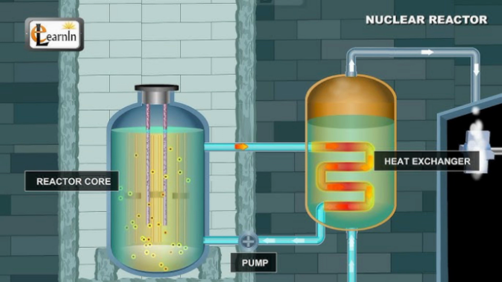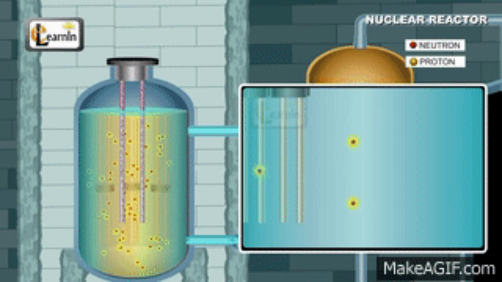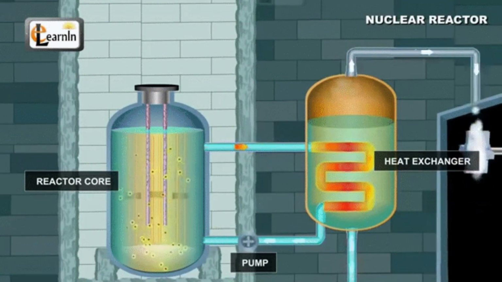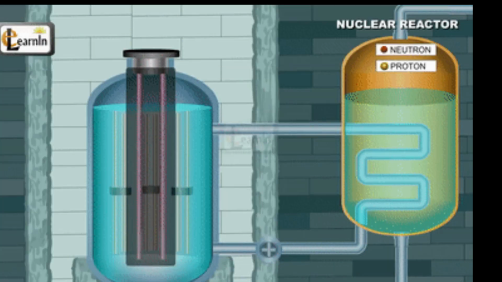The shielding is done outside the reactor core to prevent radiation leakage. Generally, the shielding is done with concrete of about 7 to 8 feet. Then there are the coolant pipes, where the moderator liquid is circulated between the heat exchanger and the reactor core.